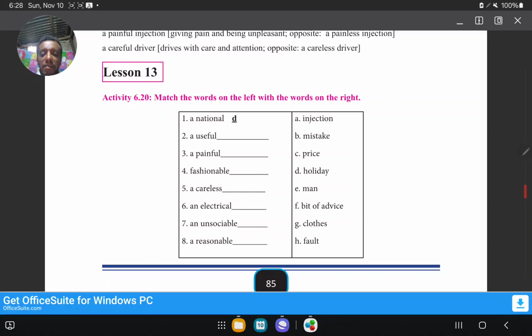Question number 5. Mistake, made carelessly. Sometimes first do the answer which you know and then you can narrow the gap of not knowing the answer. Sometimes when you work on questions, if you do what you know first and narrow it down, the answer will be easier for you. Good job. An electrical, what's the right answer? Fault, yes. Often for something electrical we say fault, meaning something wrong.